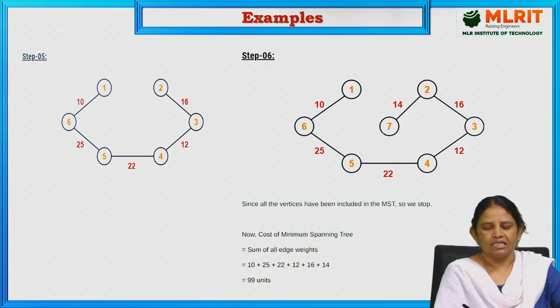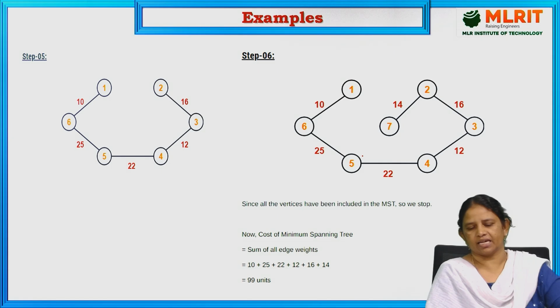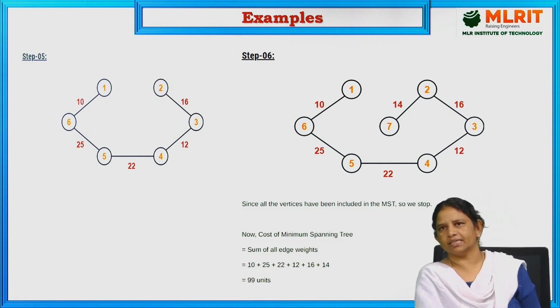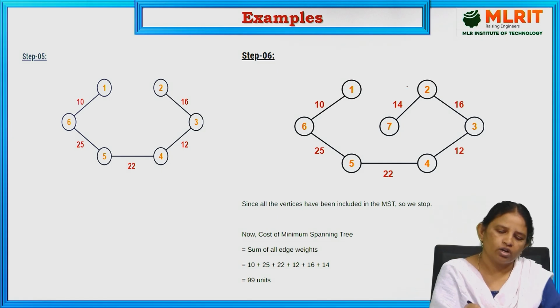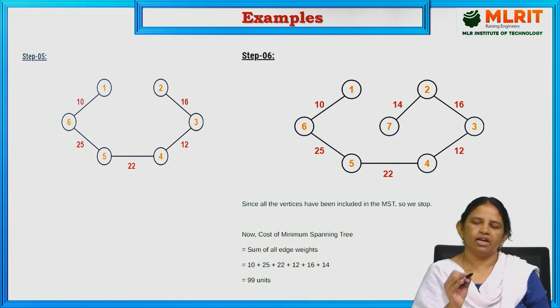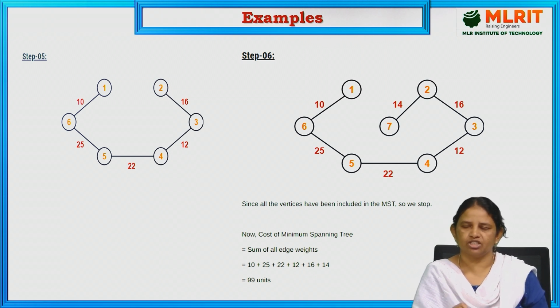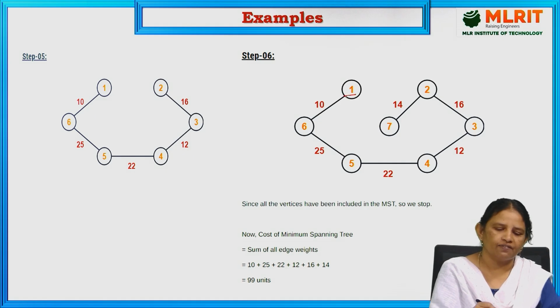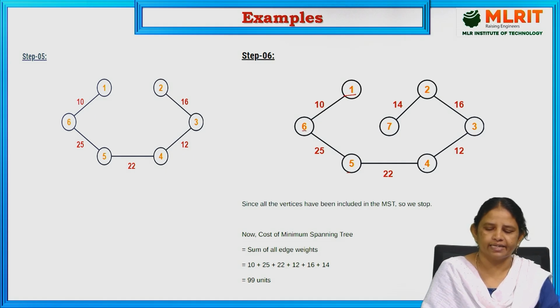After that 7 to 5, 1 to 2. So 7 to 5 creates a cycle, so don't include it in the spanning tree. Then 1 to 2 also creates a cycle. Don't include it in the spanning tree. Then we have to stop the repetition process because all the vertices are included in the spanning tree.